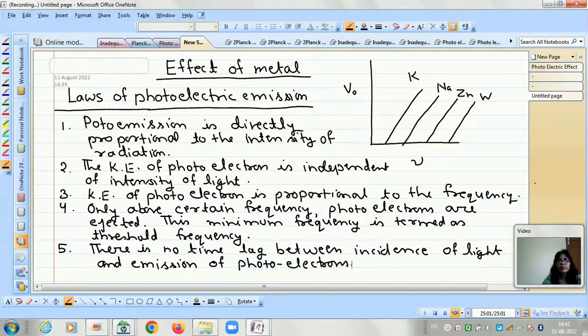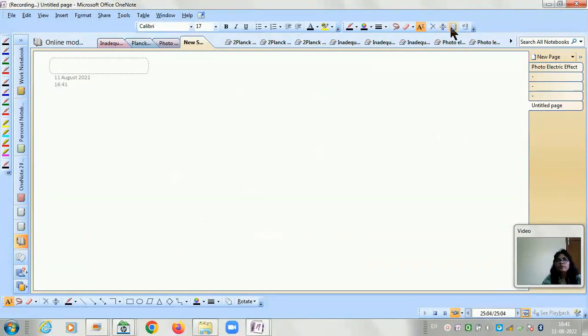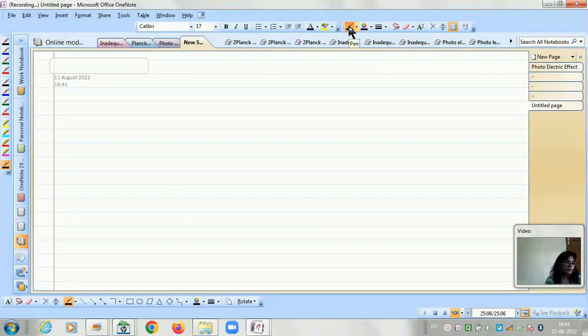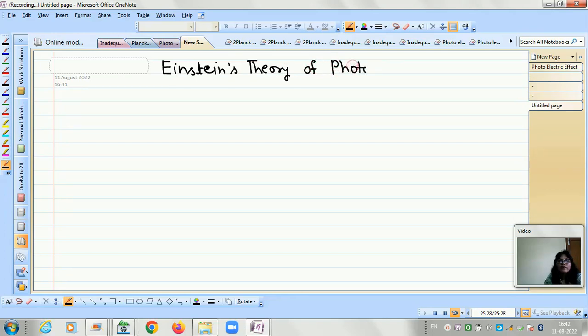Now let us go to the new page and discuss a new heading, which is the Einstein theory of photoelectric effect. So put the heading Einstein theory of photoelectric effect.